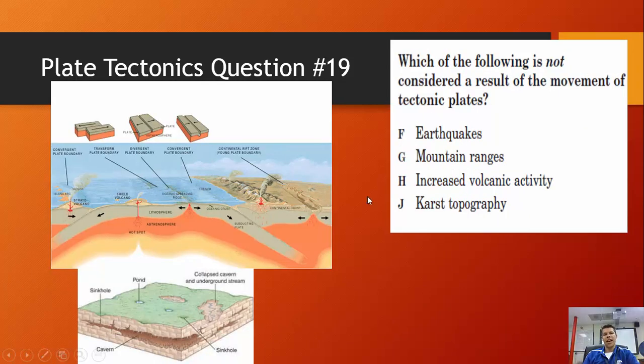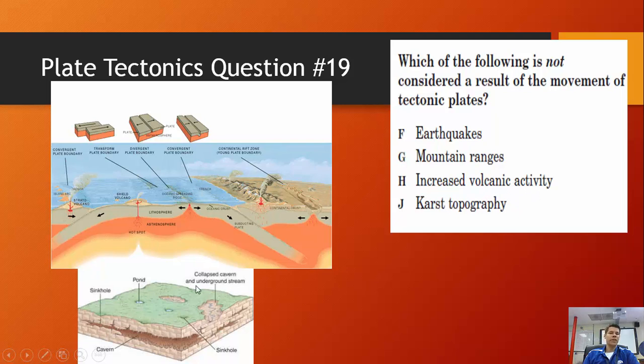Plate tectonics has to do with three major concepts. We've got the land being pulled apart, where we get a divergent boundary and new seafloor being created. We get land smashing together at a convergent boundary, causing subduction and melting and volcanoes. And we also get land shifting side by side at a transform boundary, resulting in earthquakes. So our three major results of plate tectonics are earthquakes, mountains, and volcanoes.